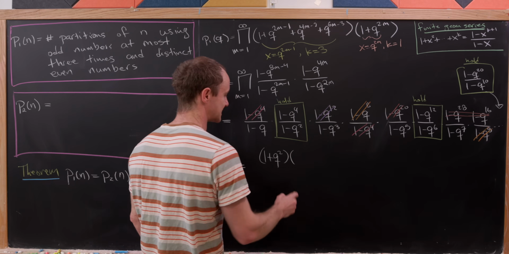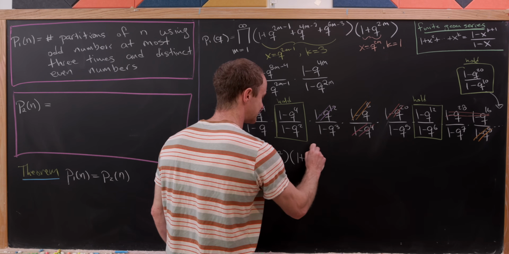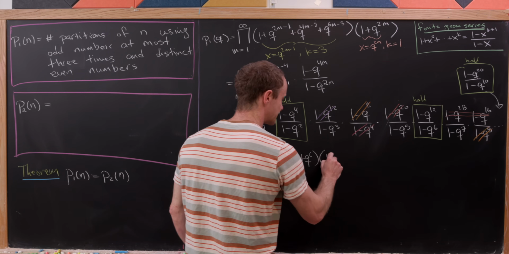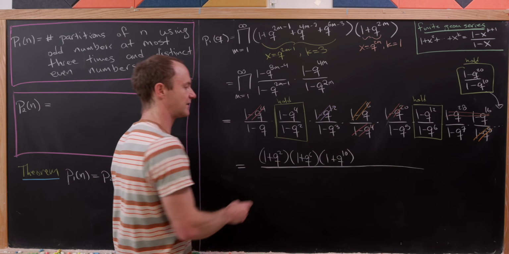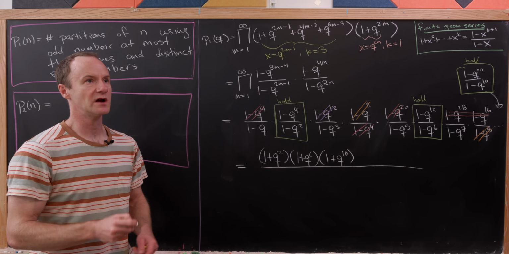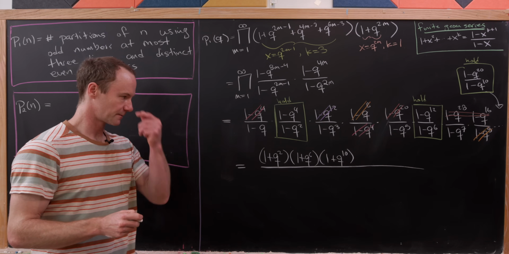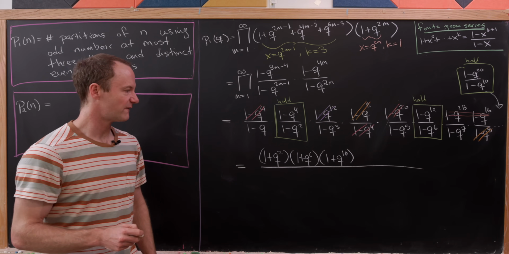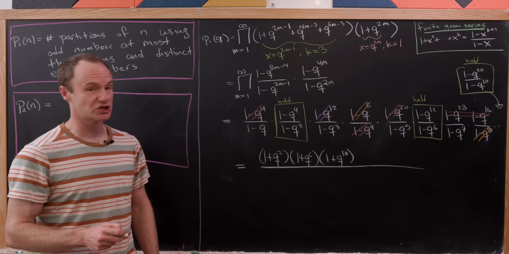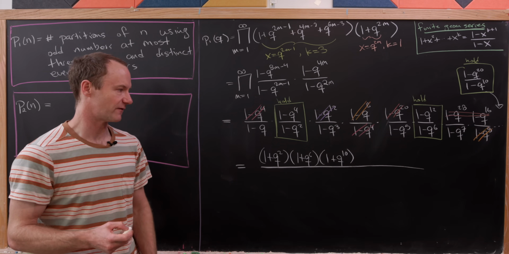The next one that gets held is 1 plus q to the 6 in the numerator. The next one is 1 plus q to the 10 in the numerator. And then I'm going to leave myself a little bit more room in the numerator because we can guess the pattern here. What is the pattern? Well, notice these are all of the form 4n plus 2. They have a remainder of 2 when divided by 4.